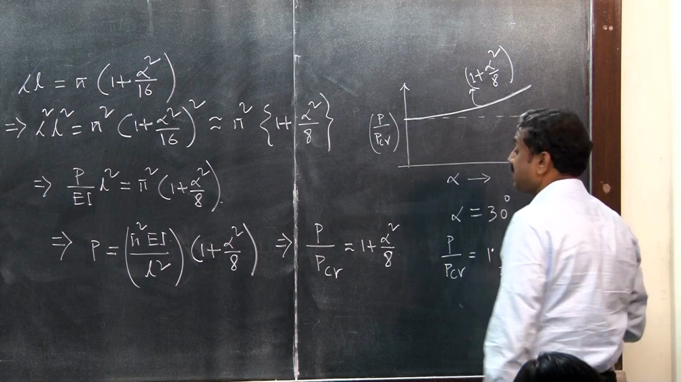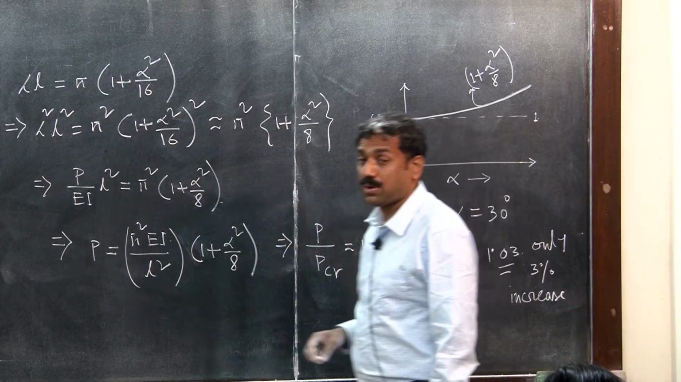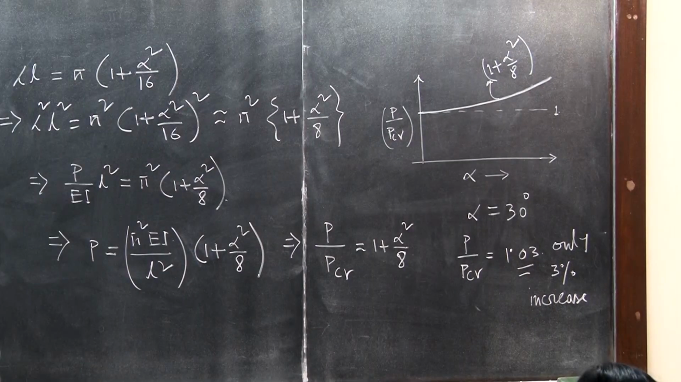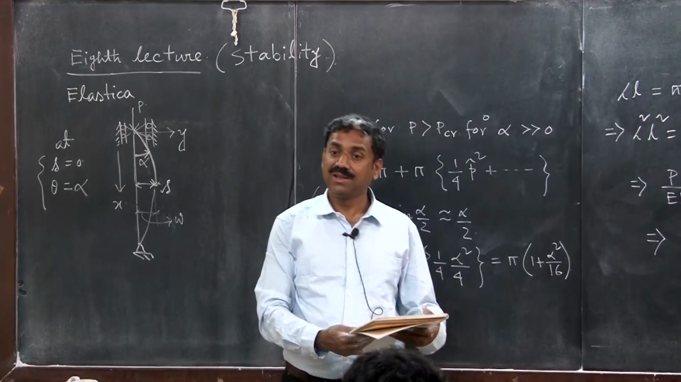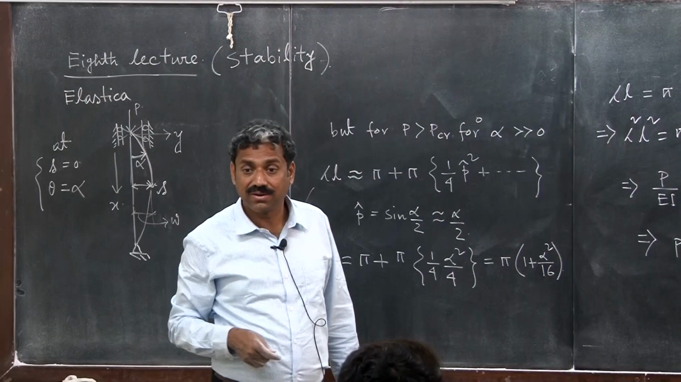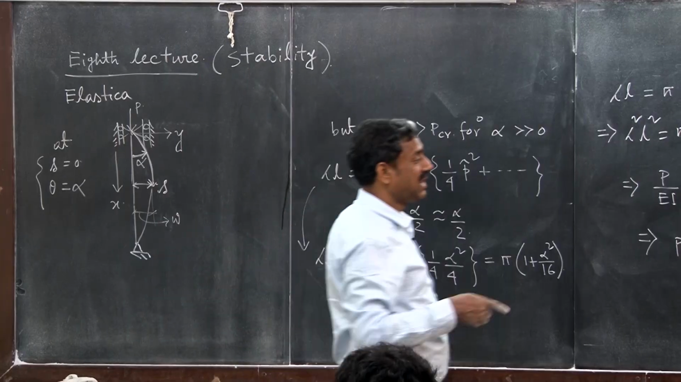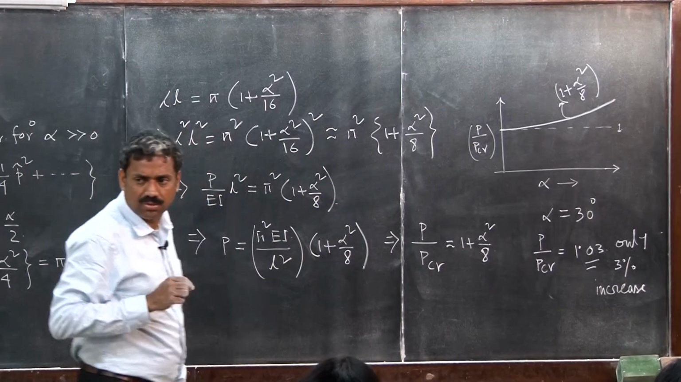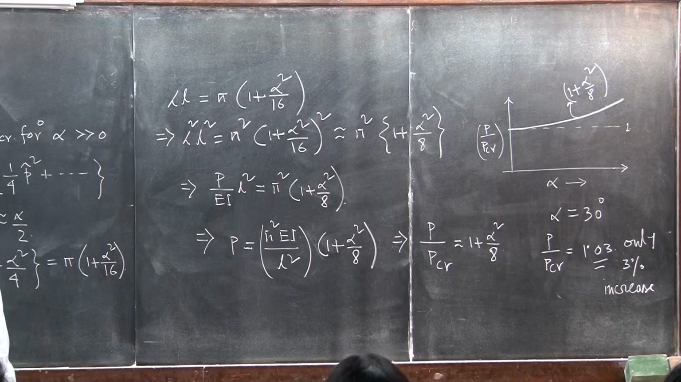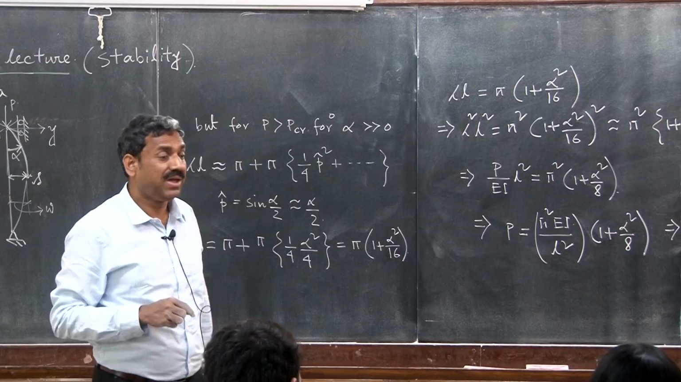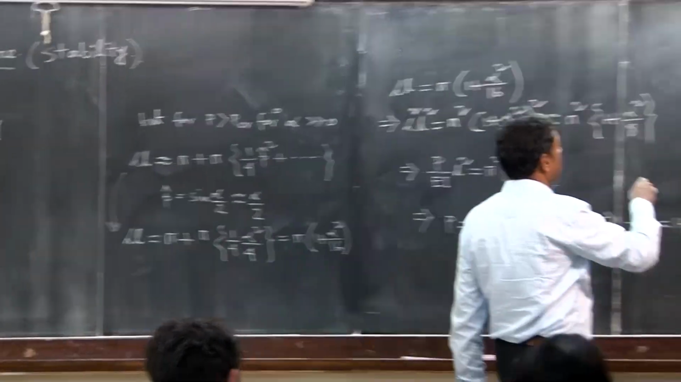See, theta equal to 30 degrees is a huge deformation. You understand, theta equal to 30 degrees means there is a huge rotation of the end, but even at that there is only a 3% increase in the load. The post critical rising path will only rise by 3%. So it is definitely a stable bifurcation, but with very little post critical reserve.